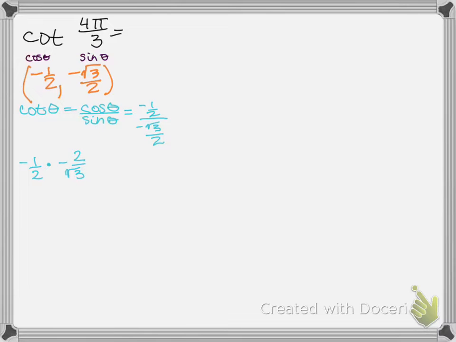My 2's reduce out. A negative times a negative is a positive, so I'm just left with 1 over the square root of 3. But with 1 over the square root of 3, I have a root in the denominator that I don't want. So multiply by the square root of 3 over the square root of 3, and I get the square root of 3 over 3.